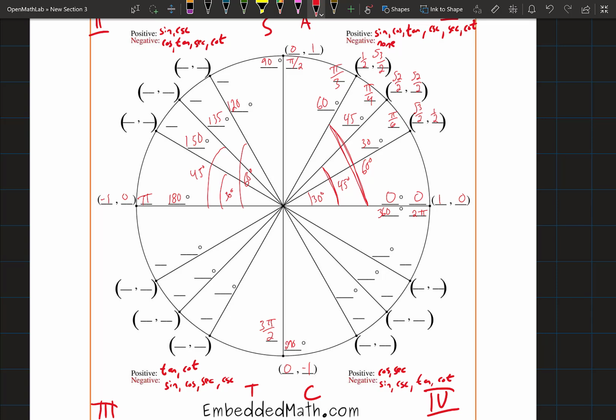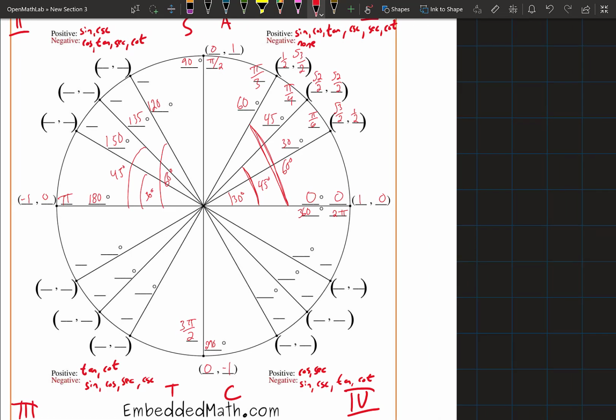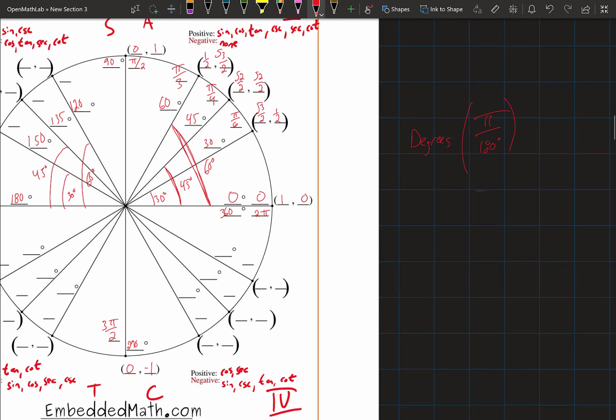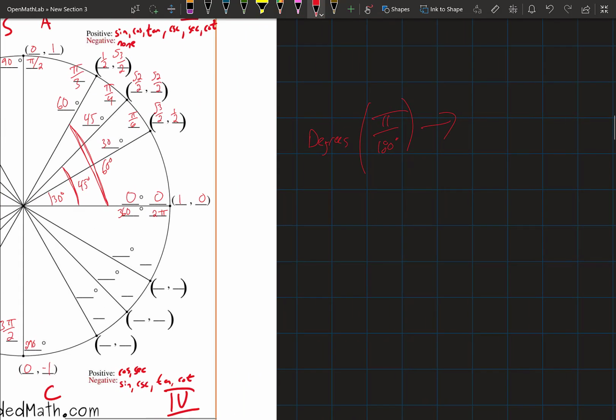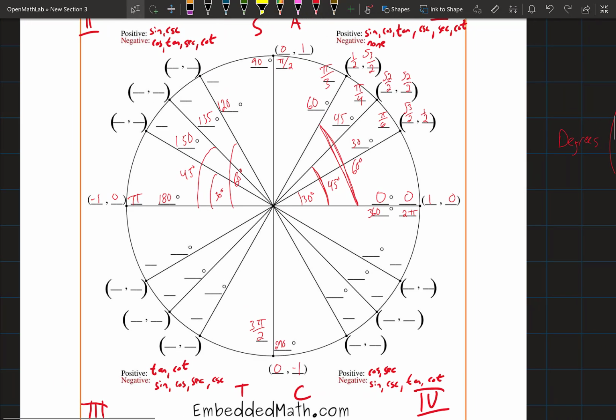So then if you convert these into radians, remember what we want to do is take the degrees and multiply by pi over 180 degrees to put us into radians. You could do that for each of these. What you end up getting is that this is 2 pi over 3, and 135 degrees is 3 pi over 4.